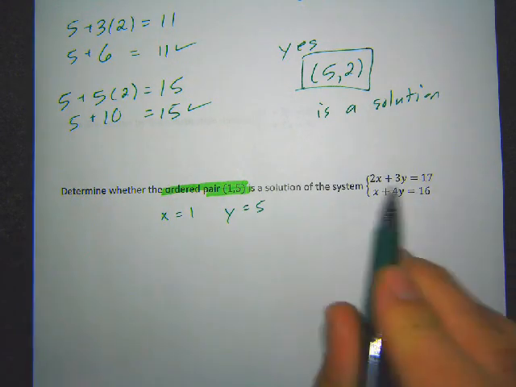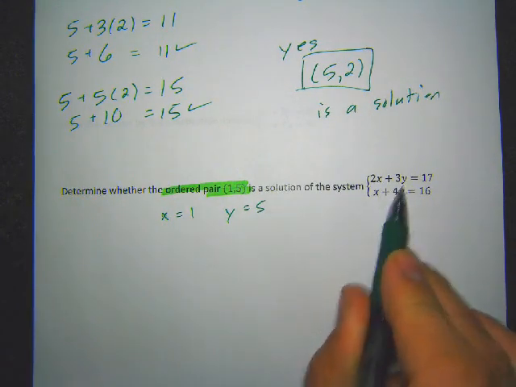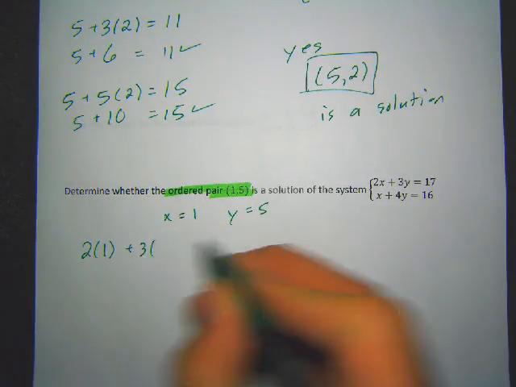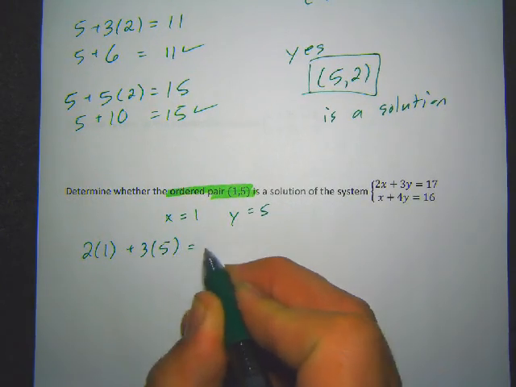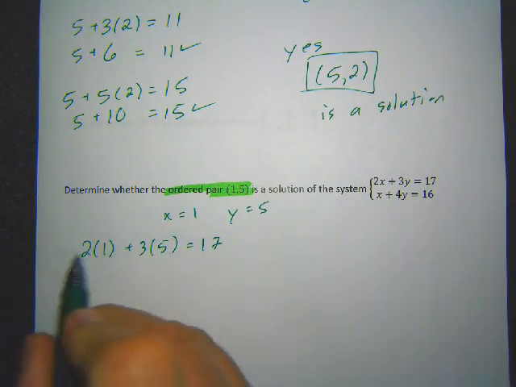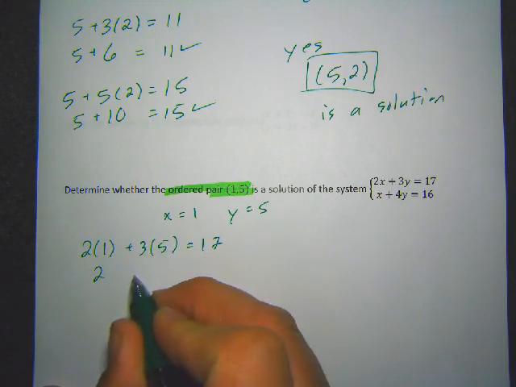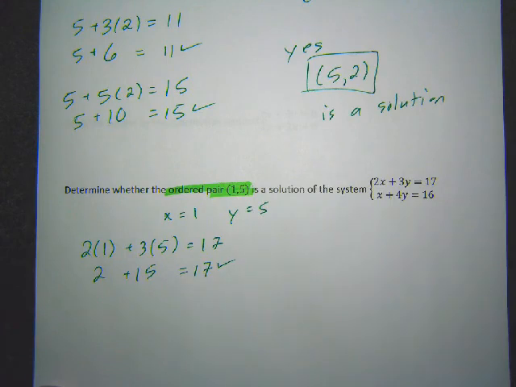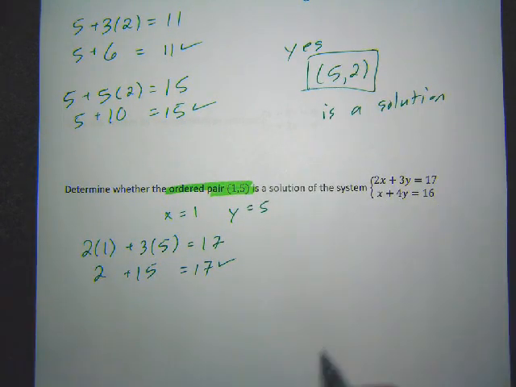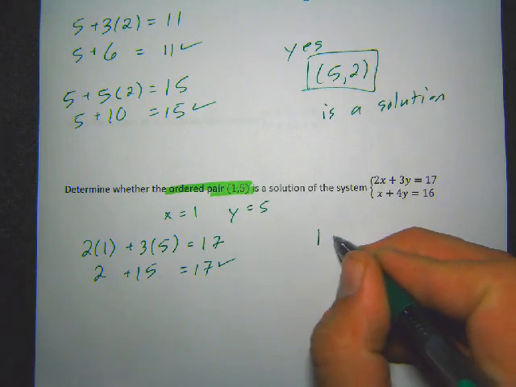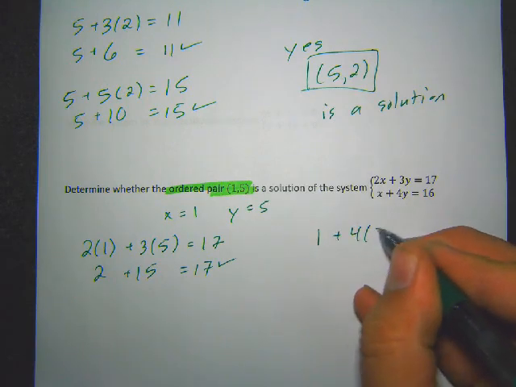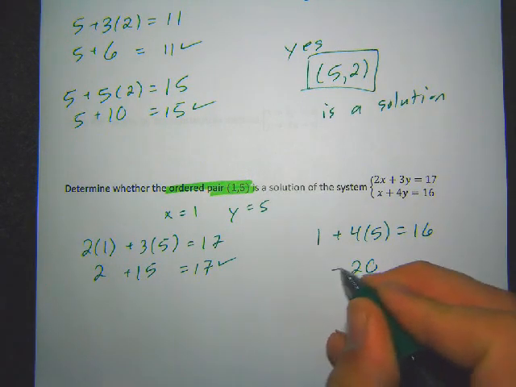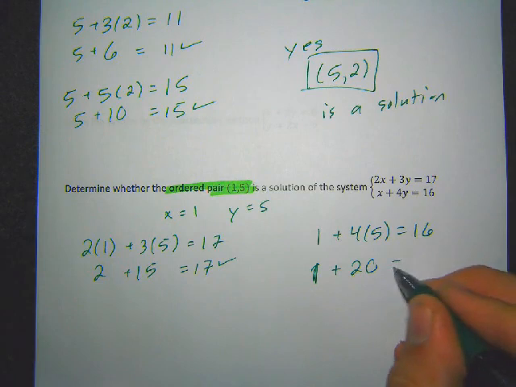I check the first one, plugging 1 in for x and 5 in for y, so I get 2 times 1 plus 3 times 5. Does that equal 17? 2 times 1 is 2, 3 times 5 is 15, and 2 plus 15 is 17. So it checks out. It's working so far. Now let's check the other one. We put 1 in for x, plus 4 times y, which is 5, and see if that equals 16. Well, 4 times 5 is 20, and 20 plus 1 is 21.